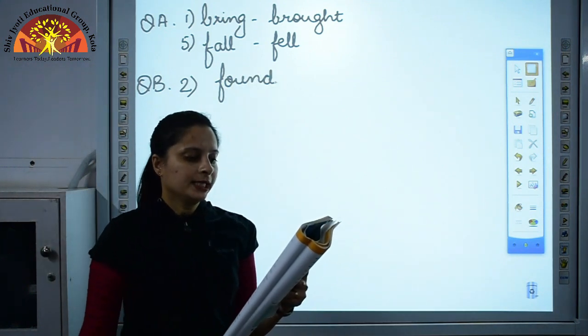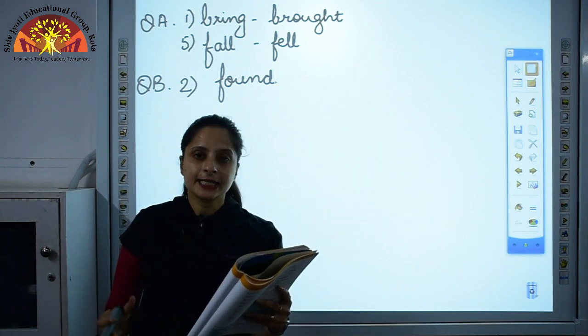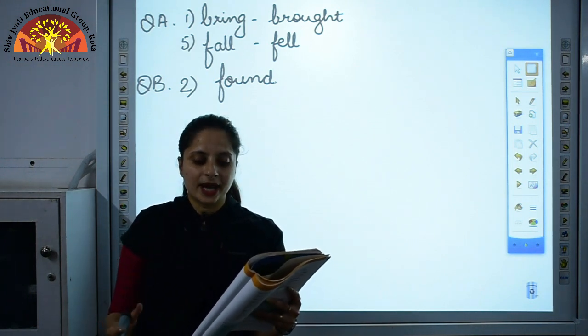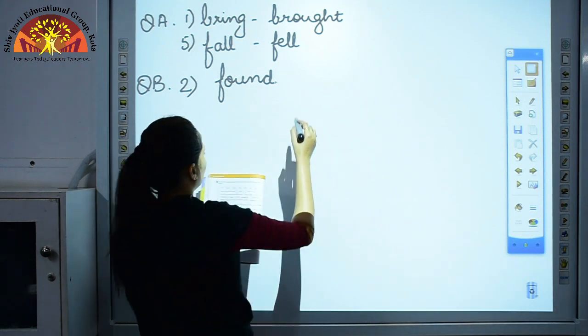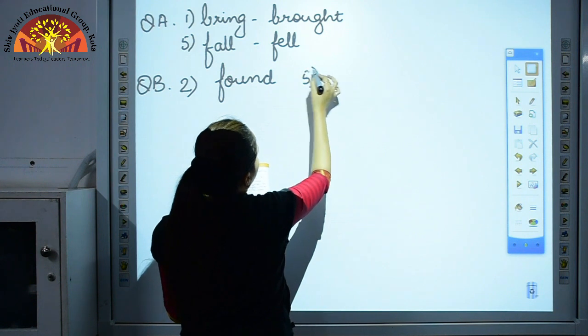Now, fifth one: sometimes I hide it from my brother once he dashes it from me. The past tense of the verb hide will be hid.